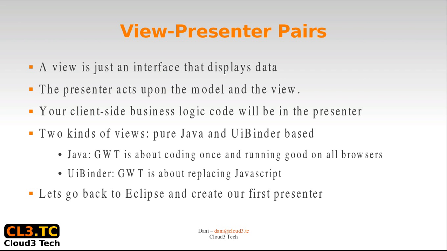Everything on your project, everything the user can see, is a view presenter pair. The model view presenter pattern that the GWTP implements says that the view is just an interface that displays data. And that's a very important thing. You will not have any kind of business logic code on your view. Your view will not have access to your model, for example.